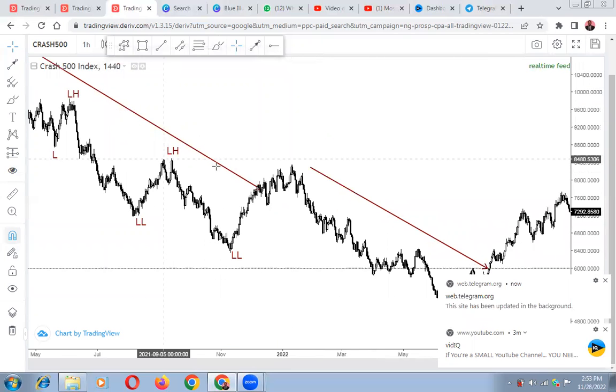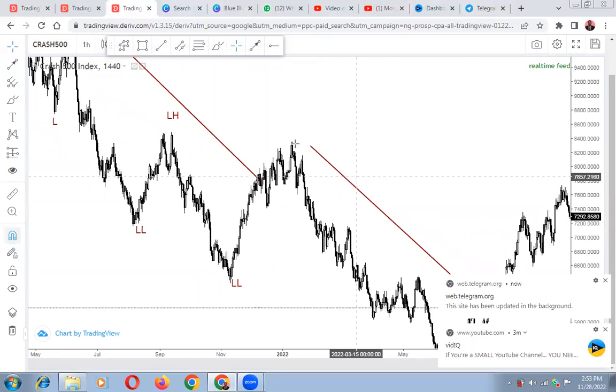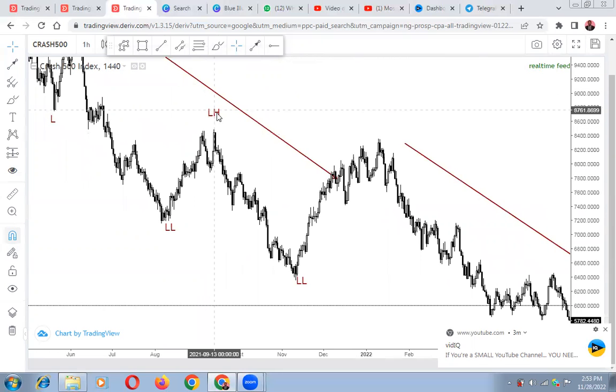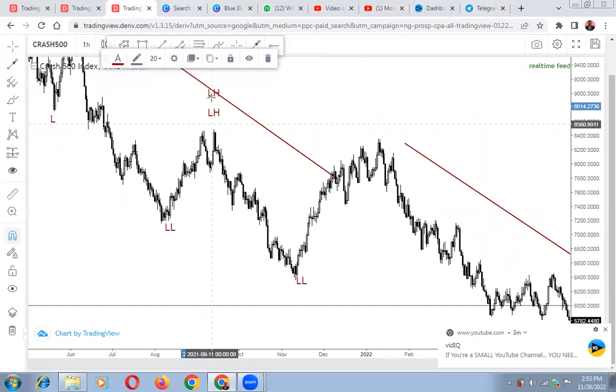Okay, so did this close above? Did price close above? Maybe, let me see. Let's check. Okay, this didn't close above, so this is a lower high.